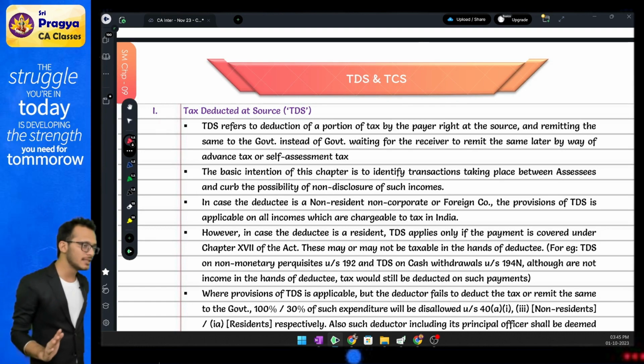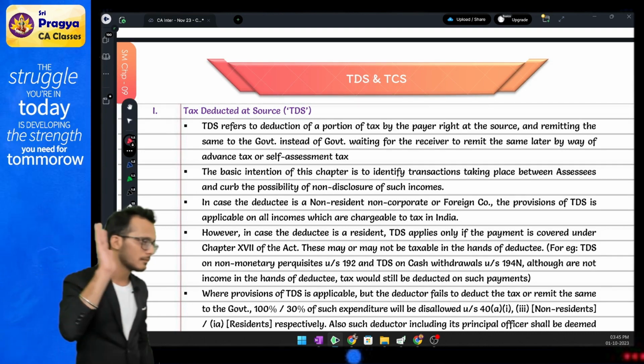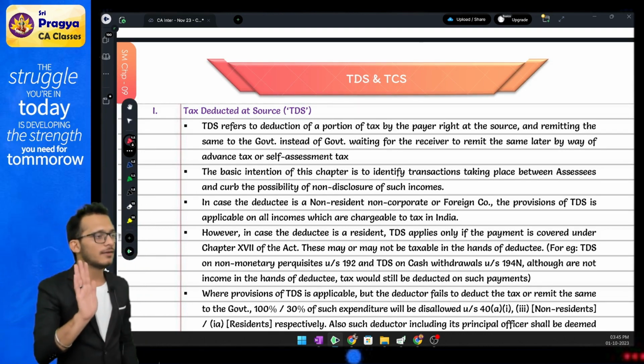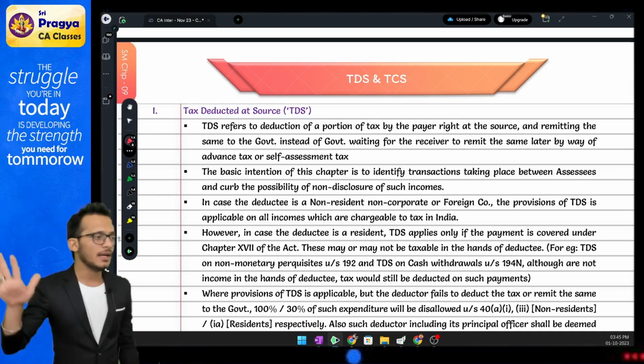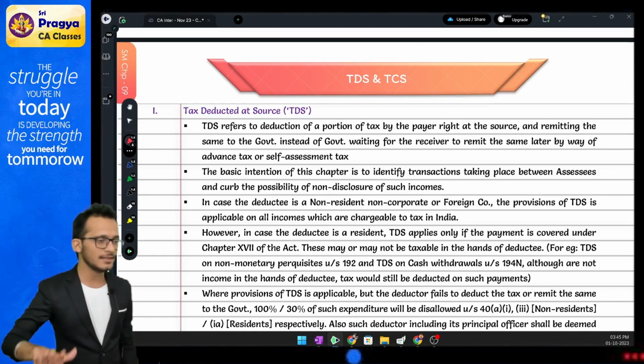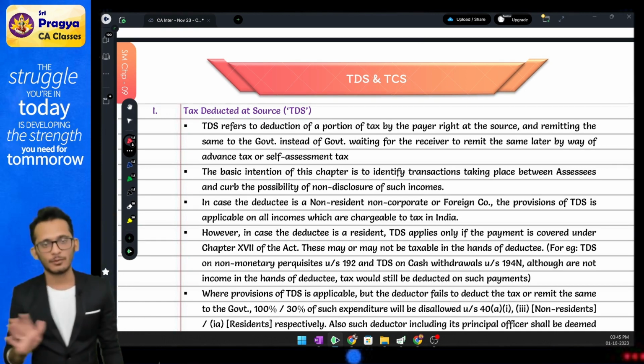Rahul, why am I doing this TDS TCS chapter? Because the section is coming and telling you to do. Rahul, what happens if I don't do it? You will have a disallowance under PGBP at the rate of 30% for residents, 100% for non-residents. That is what it is.